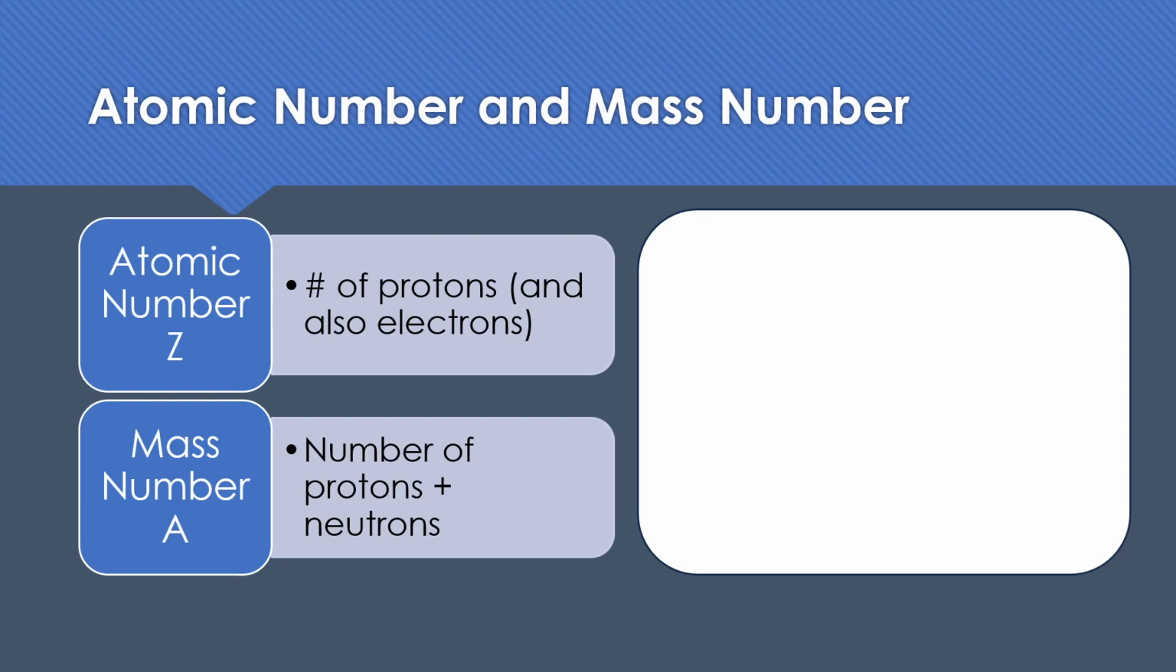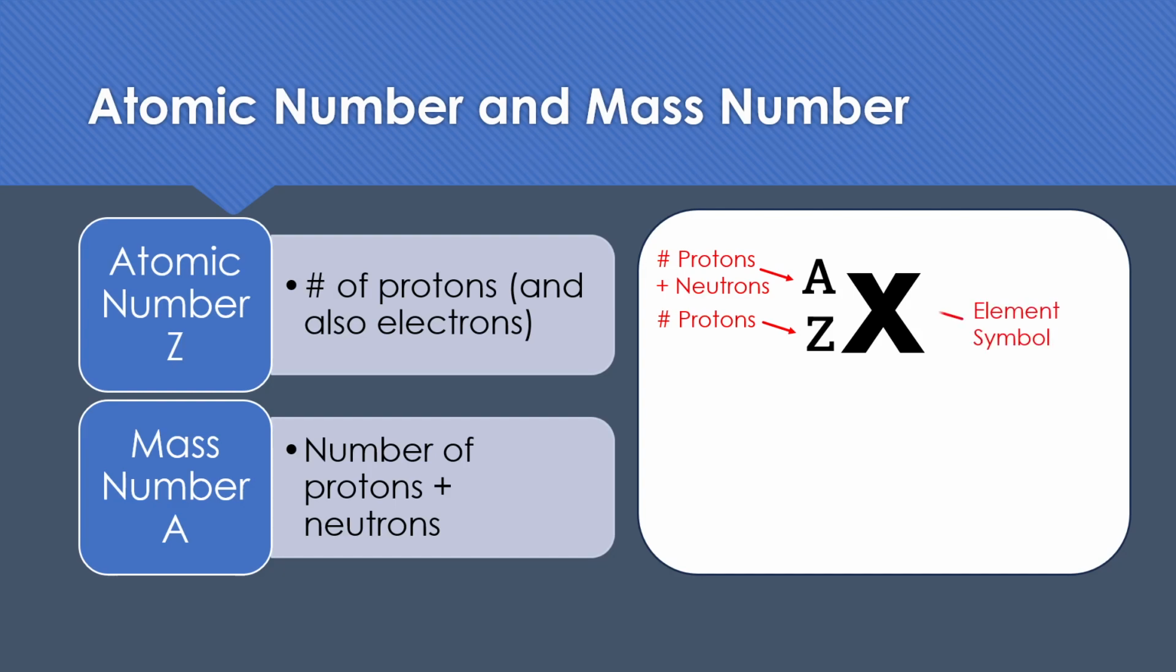The reason it's not just the number of neutrons is because that's actually variable. So we would write it out like this: X with A and Z, where Z is the atomic number, and it's the number of protons. A is the mass number, and it's the number of protons plus the number of neutrons. And then X is the element symbol. So for nitrogen, the atomic number is 7. And if it had 8 neutrons, then the mass number would be 15.